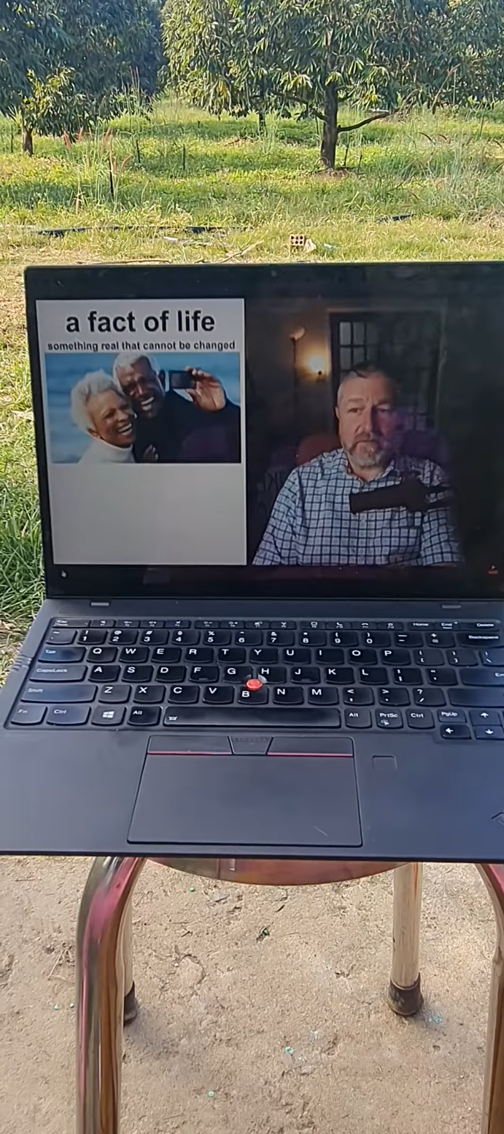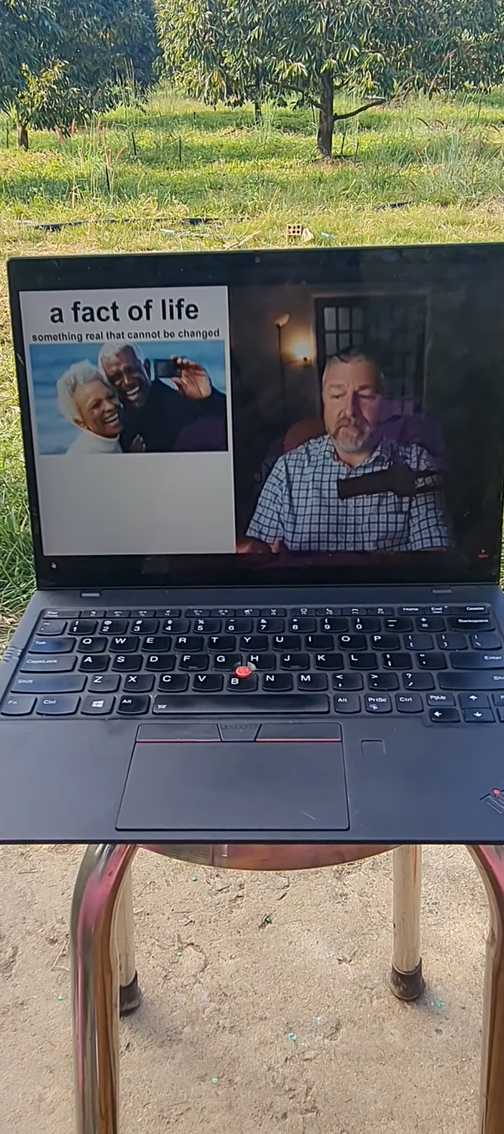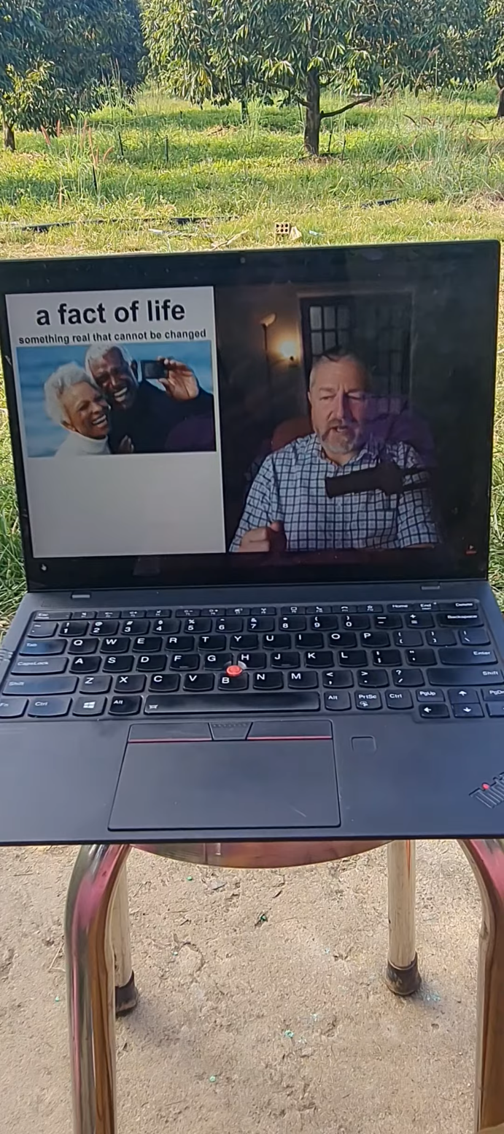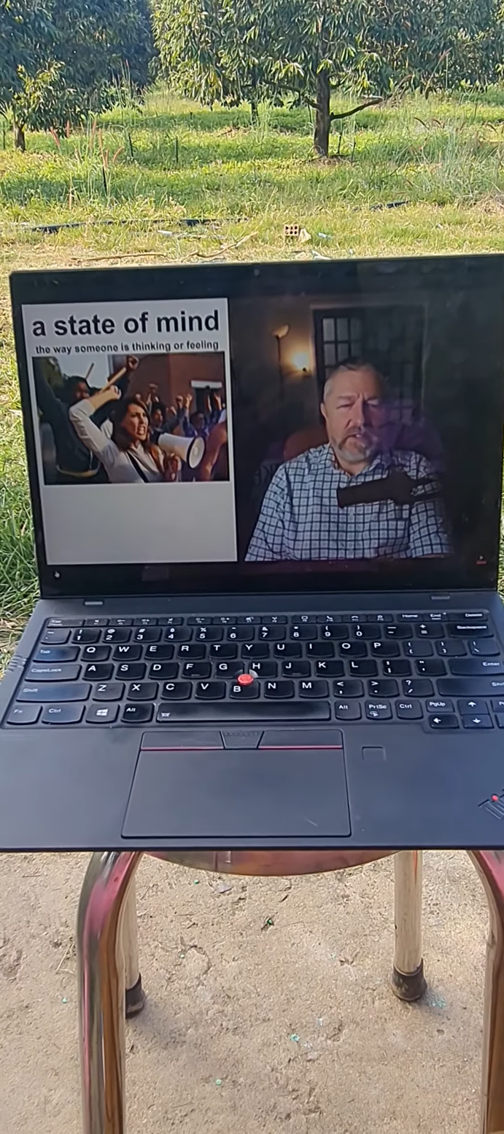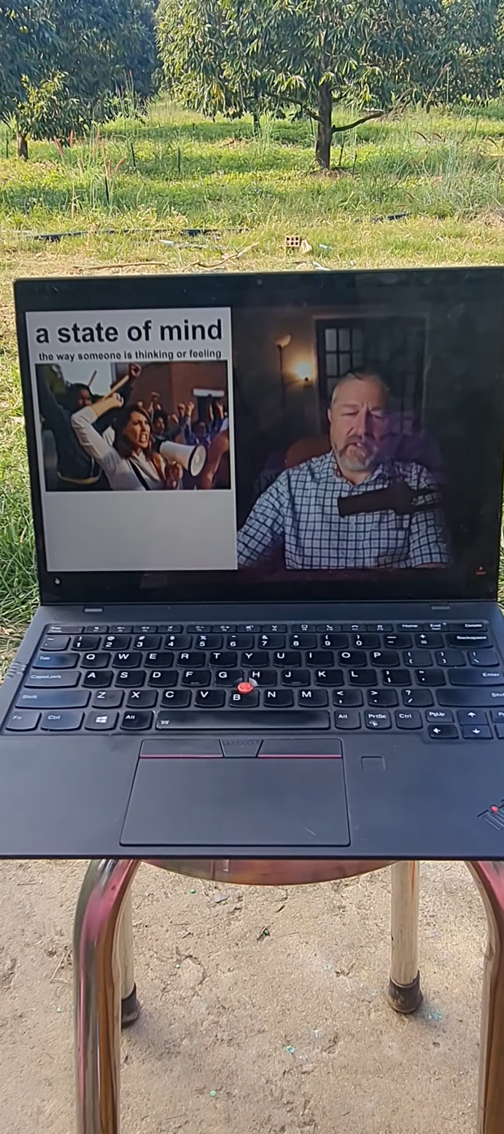If you want to travel, you need to spend money. That's a fact of life. It's very hard to travel for free. A state of mind is the way someone is thinking or feeling.